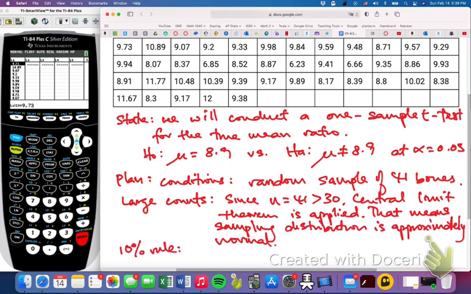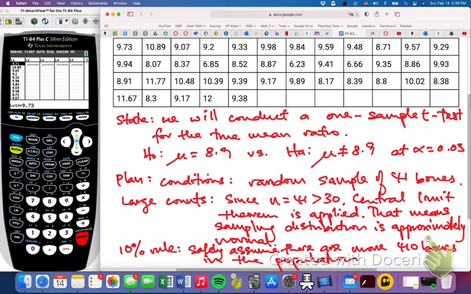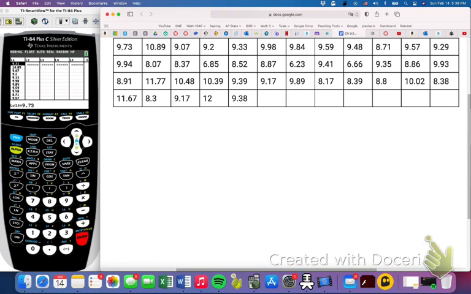And then the next condition is the 10% rule. We can safely assume there are more than 410 bones in the population, because we take the sample size 41 times 10. So next part is the do part, right?